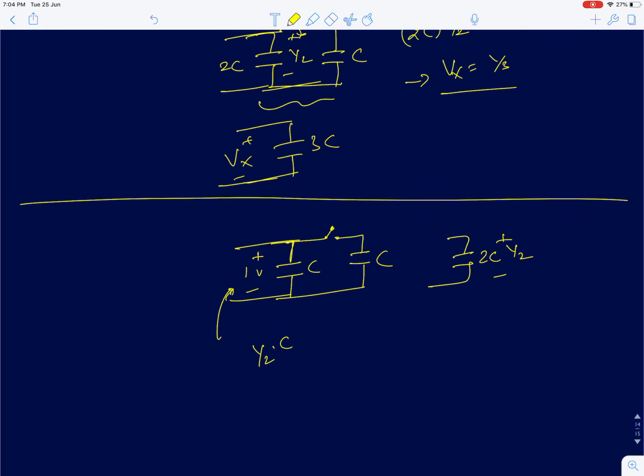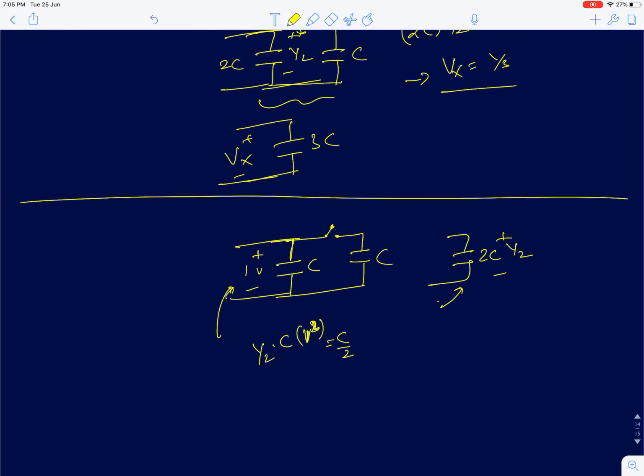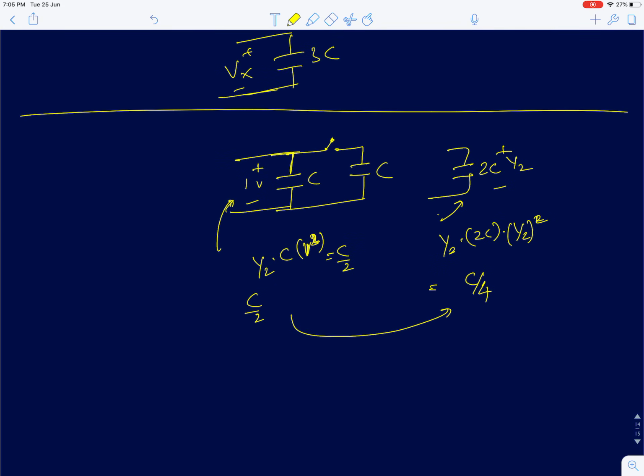Now what was the energy initially? The energy is half C into 1 square. You already know the energy stored in a capacitor is half CV square, which was C by 2 joules. Once charge sharing has taken place, it is half into 2C into half square, which is C by 4. So the initial energy is C by 2, the final energy is C by 4. What happened to the remaining C by 4 of energy? Many textbooks even get this wrong. It's a very interesting and simple result. We'll discuss this in the upcoming lectures.